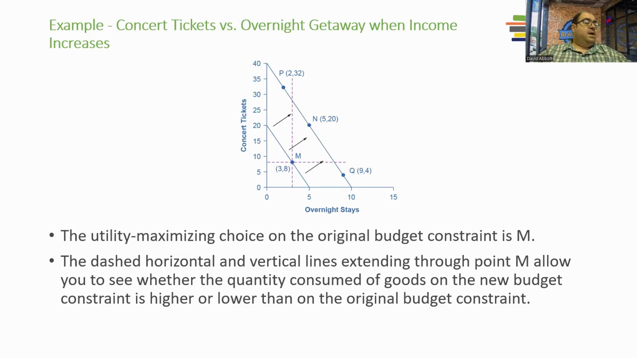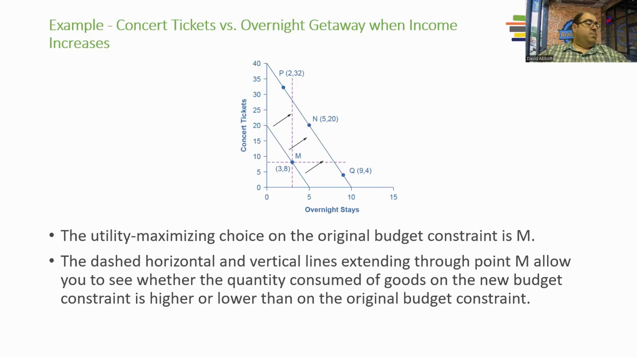Now, if the income Kimberly has to spend, instead of only $1,000, were $2,000 per year, that would cause her budget constraint to shift to the right. How does this rise in income alter her utility-maximizing choice? Again, she's going to consider the utility and marginal utility she receives from concert tickets and overnight getaways and seek her utility-maximizing choice on the new budget line. But how will her new choice relate to her original choice?